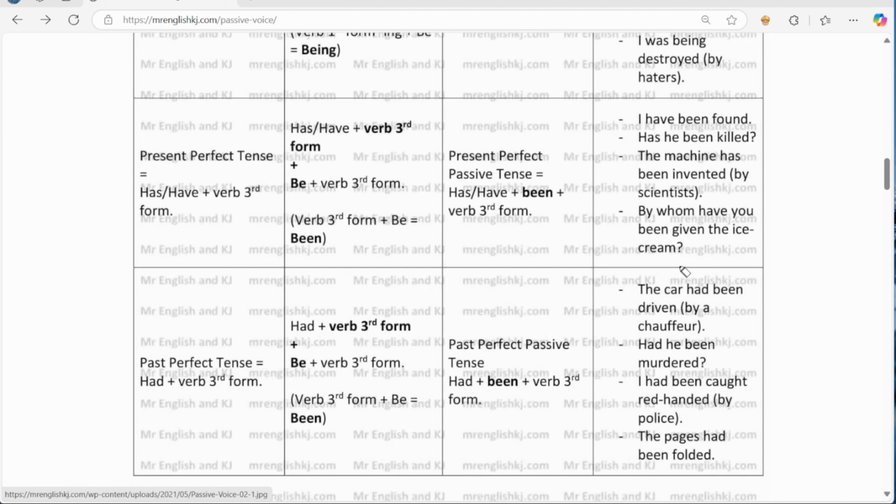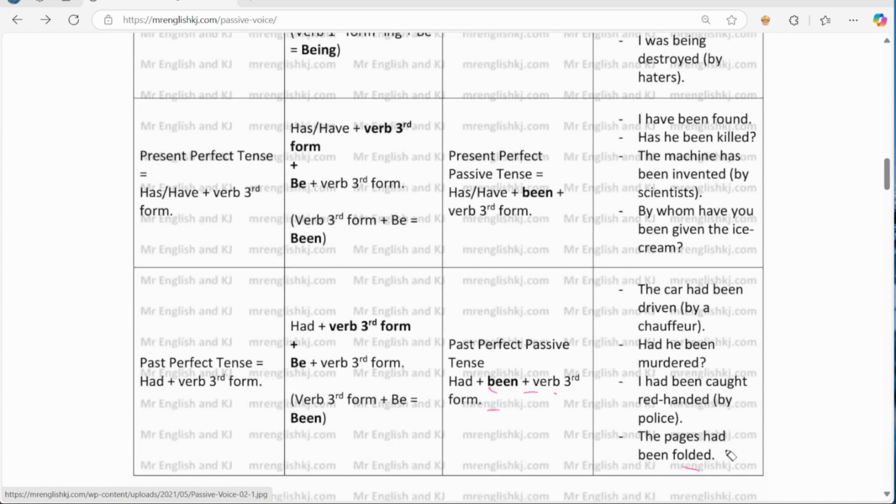If you really try, it's easy, not that difficult. Same goes for past perfect tense. Had plus verb third form, same thing we will do. We add be verb third form and we get had been verb third form. The pages had been folded. So someone had folded the pages. That is the active form.